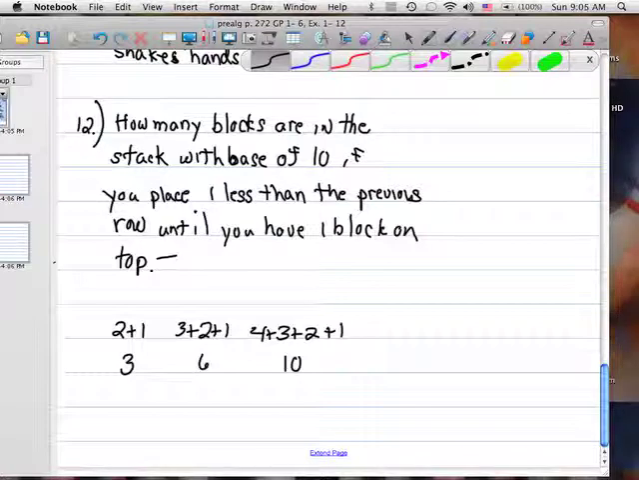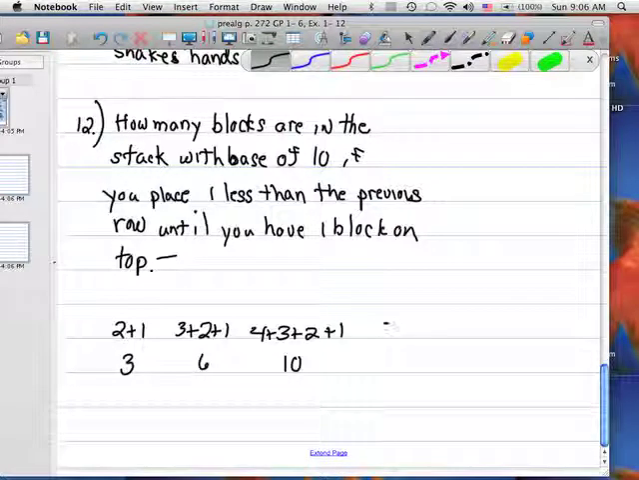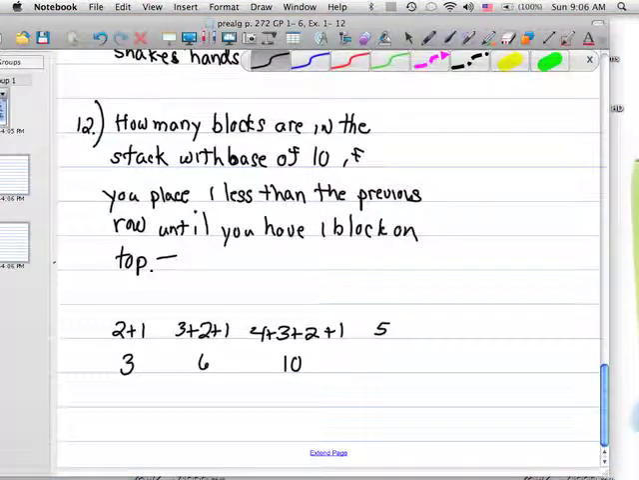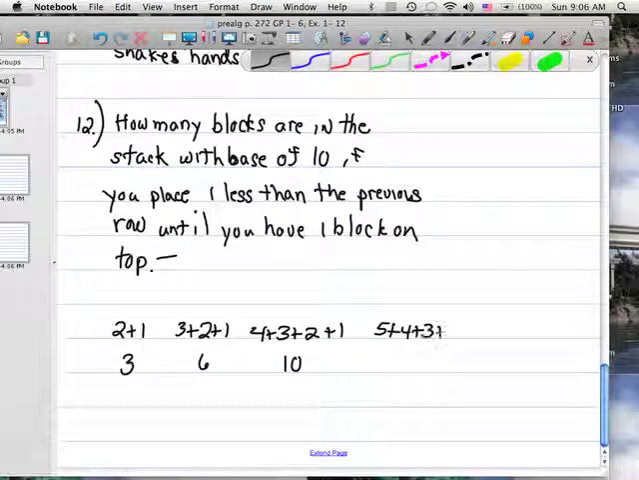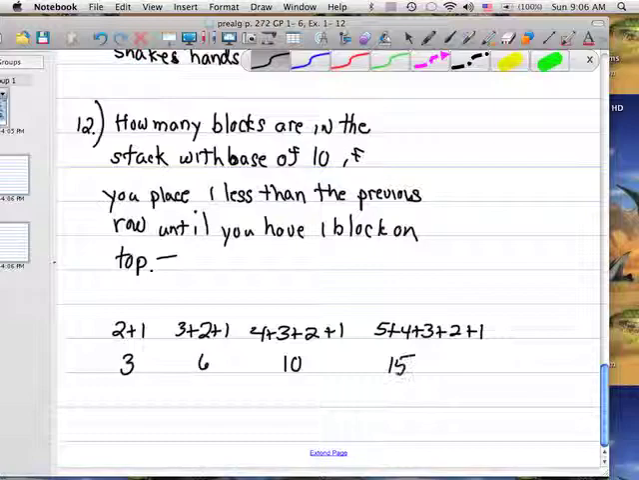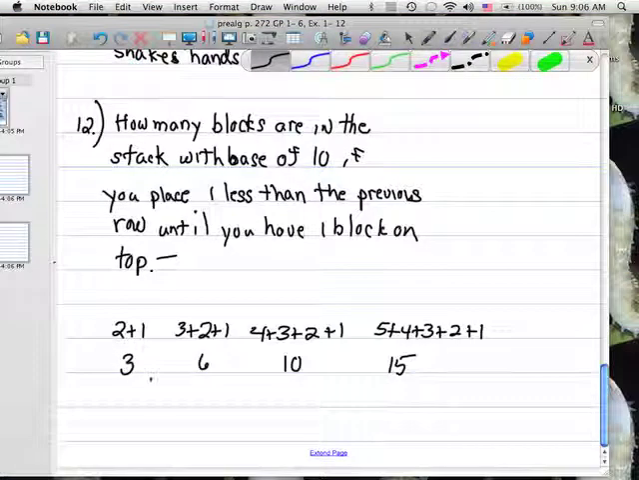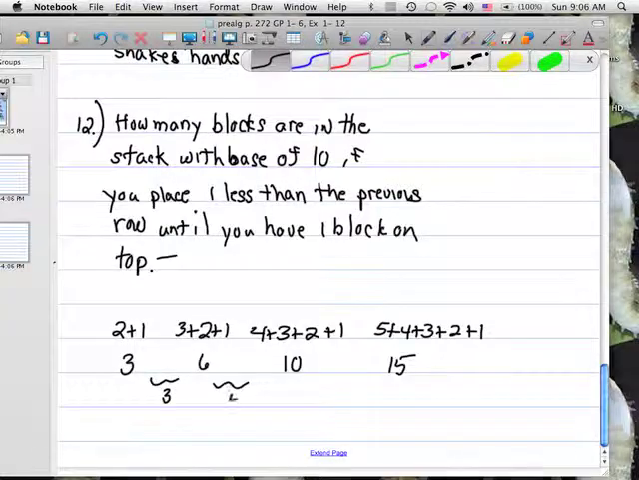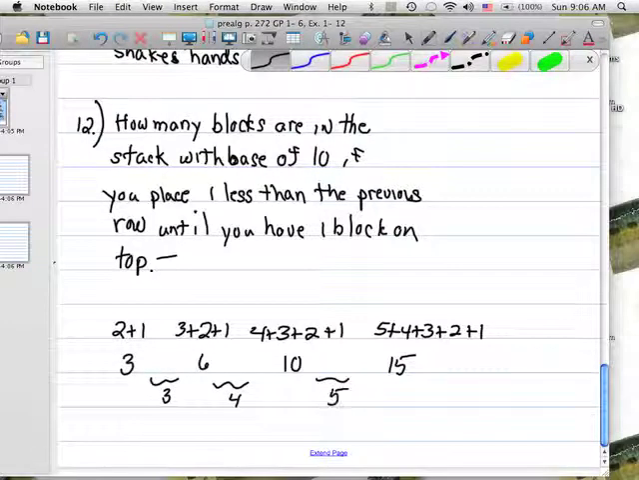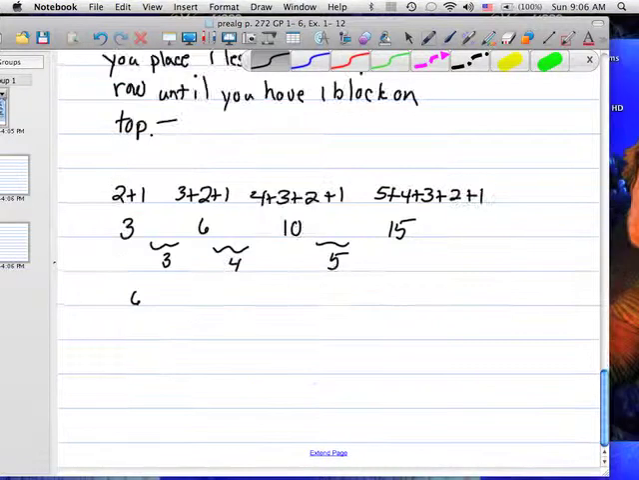And the next one is 5. And that's 5 plus 4 plus 3 plus 2 plus 1. So now I have a total of 15 blocks. So this one went up 3, this one went up 4, this one went up 5. 6 would go up by 6, so that'd be 21.